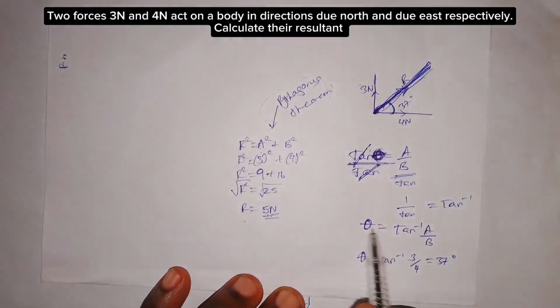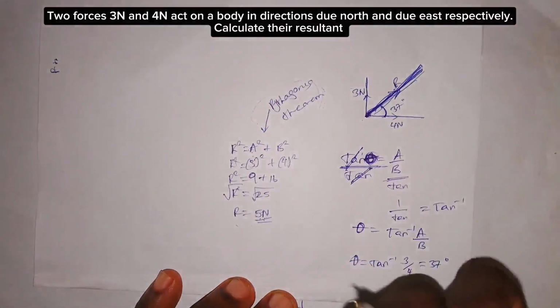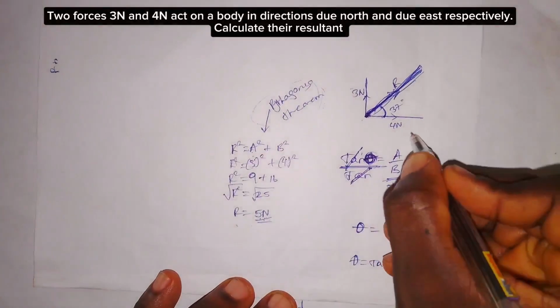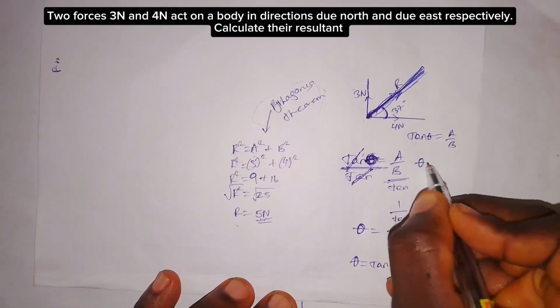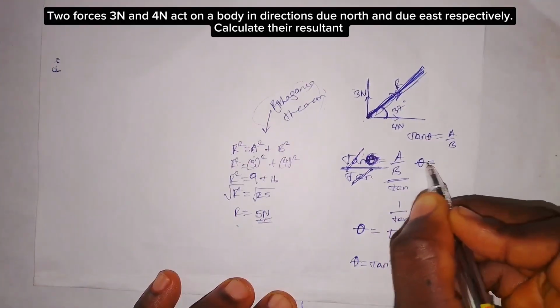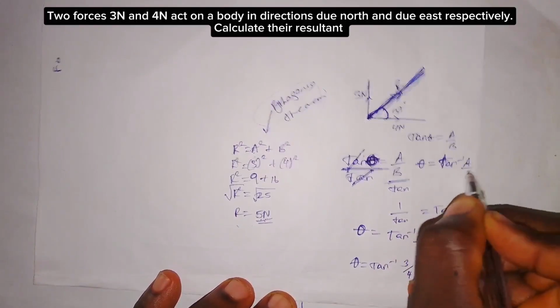This is how to look for the direction of the resultant. You can just say, to calculate the direction of the resultant, it's just tan theta equals a over b. Make theta stand alone: theta equals shift tan a over b.